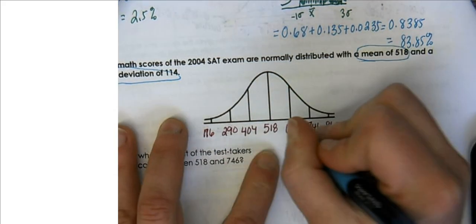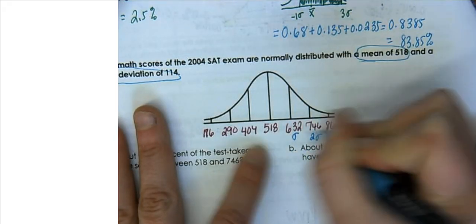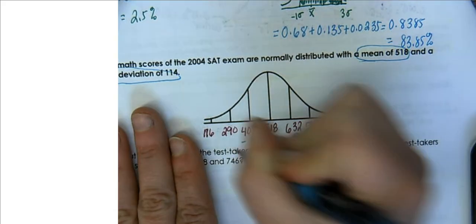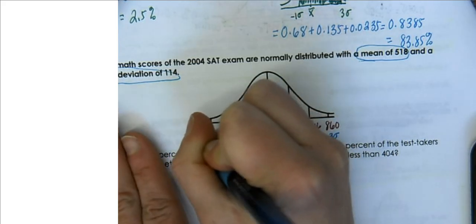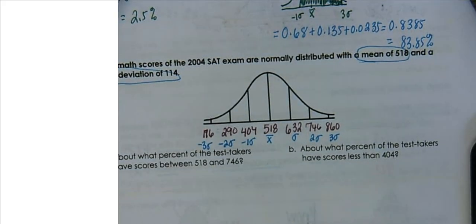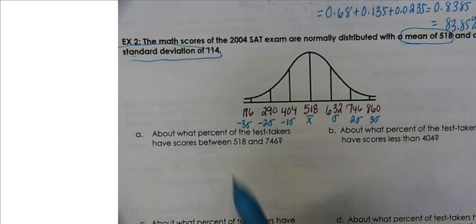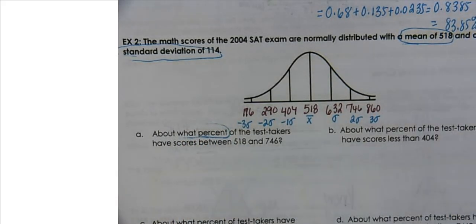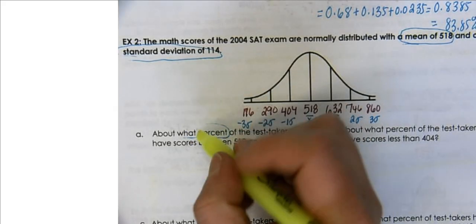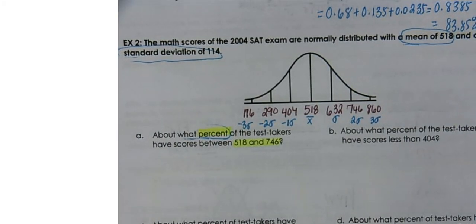So if you want to put in those standard deviation symbols just to give you that visual, there's nothing wrong with that. Here's our X bar. And that is just filling out our information based on what was already given to us. So now what we want to do is we want to figure out what percent, so this time we want percentages, what percent of test takers have scores between 518 and 746.